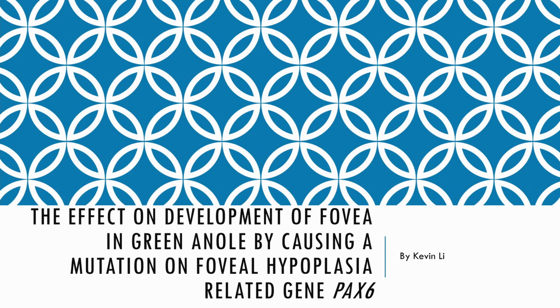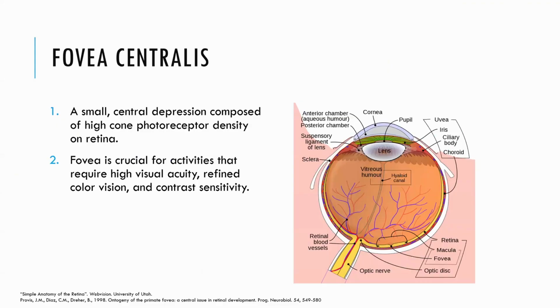My name is Kevin and I would like to share my research topic and my progress of this project in this video. So the topic of this project is called the effect on development of fovea in green anole by causing a mutation on Foveal Hypoplasia related gene PAX6. In other words, what are the changes to the phenotype of the fovea or even the eye development after causing this mutation? So first of all, what is a fovea?